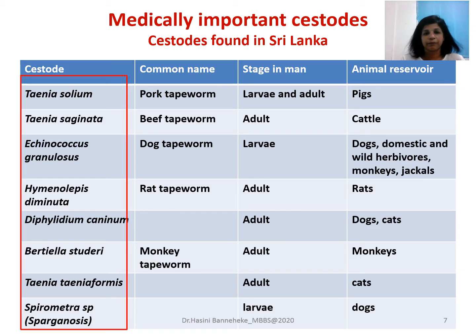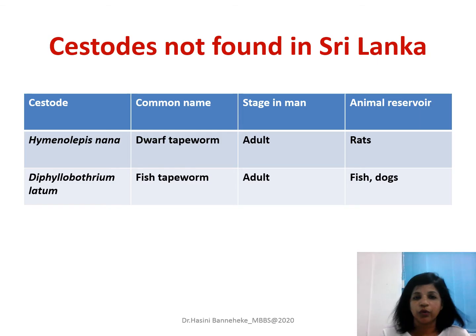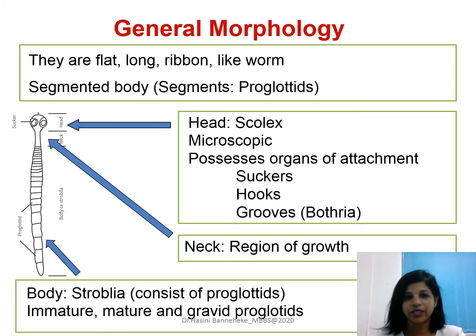according to the level of importance. So moving on, these cestodes are not found in Sri Lanka, but they are medically important cestode infections. That means they cause infections in humans. Now let's see the general morphology of cestodes. I at the beginning told you that they are flatworms. These are long worms mostly. Of course there are short worms, with only a few proglottids as well. But generally they are flat, long, ribbon-like worms, and they have segmented bodies. That means their body is divided into small pieces.